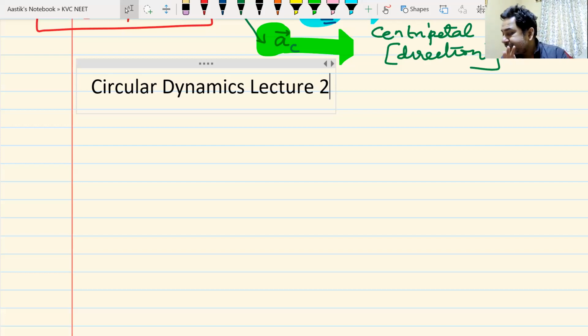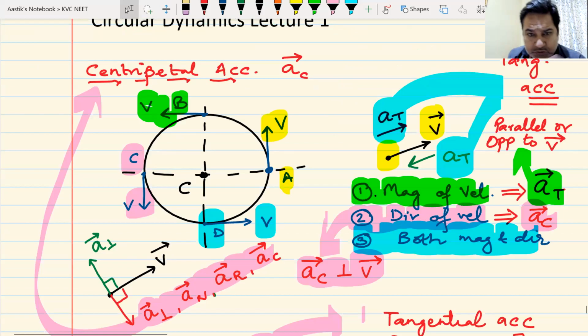Circular dynamics lecture number 2, and let's have a quick recap of what we had done in the previous class. We were trying to discuss a new term which is known as centripetal acceleration. Centripetal acceleration is the acceleration which is directed towards the center of the circle. Now we saw centripetal acceleration, we saw tangential acceleration, and we also saw their functions.